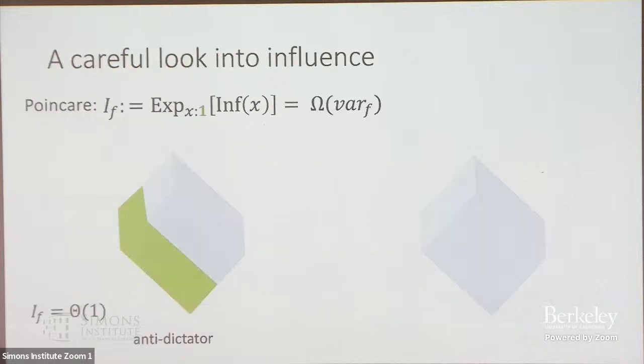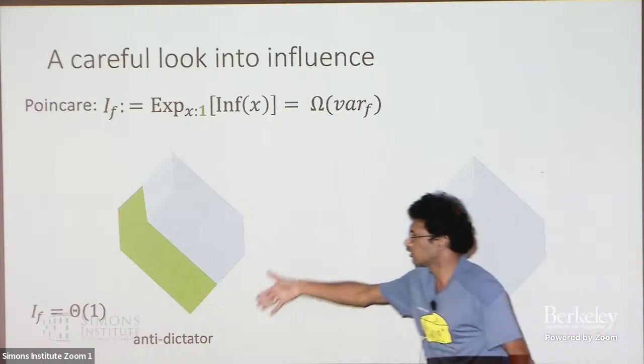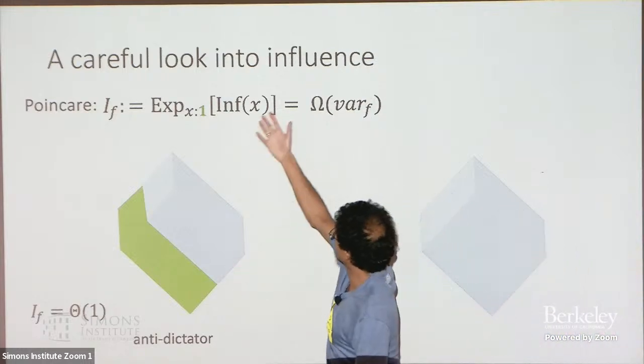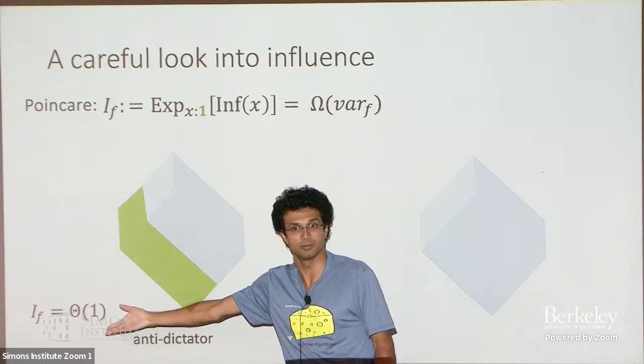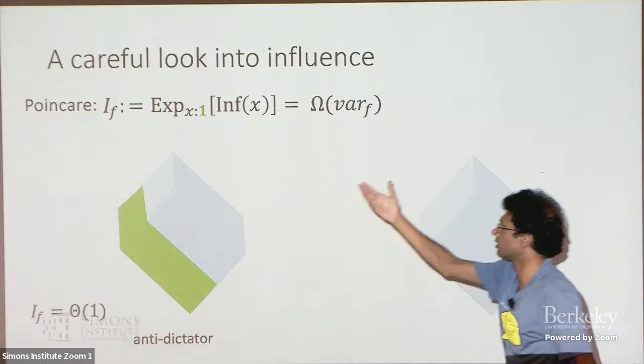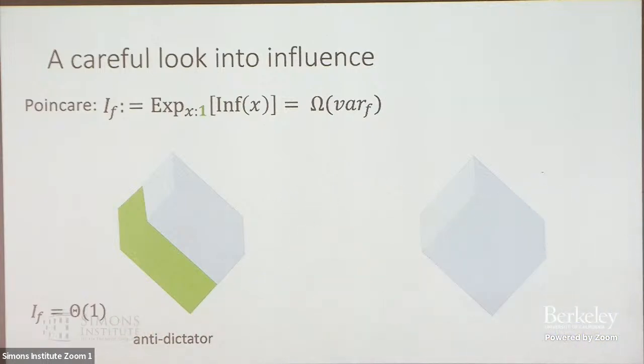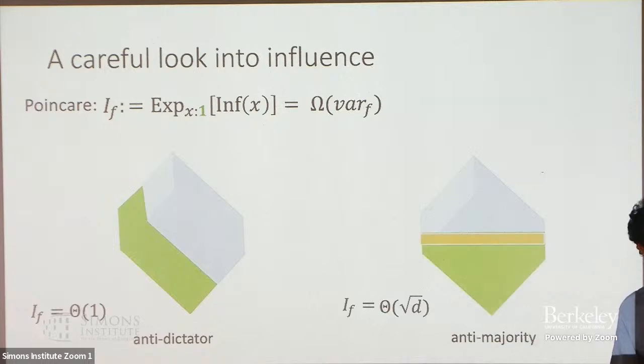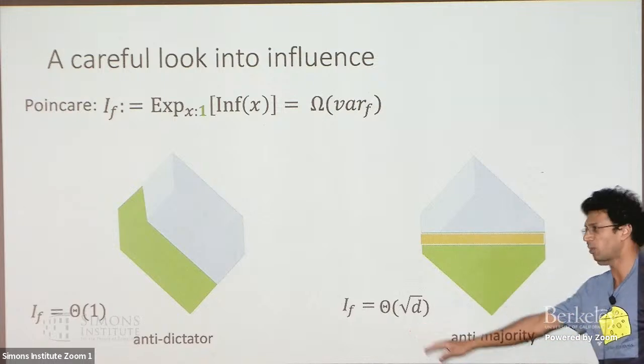So as I said, if you look at the anti-dictator case, this bound is tight, the influence is O of 1. So let's say you're trying to understand this parameter. What are the classic Boolean functions that you would look at? You look at a dictator and you look at majority, right? And you say, what happens in majority? In majority, I'm taking anti-majority, like I'm taking ones below and zeros above. The influence is much higher. So what is the influence? It's actually root d.